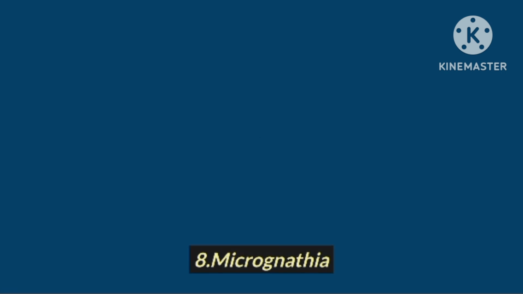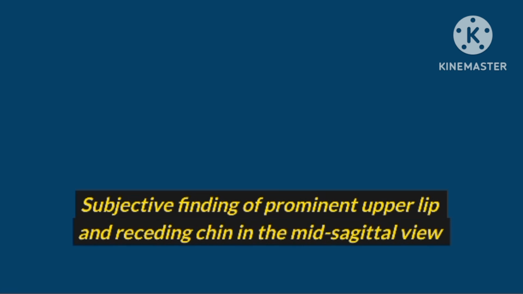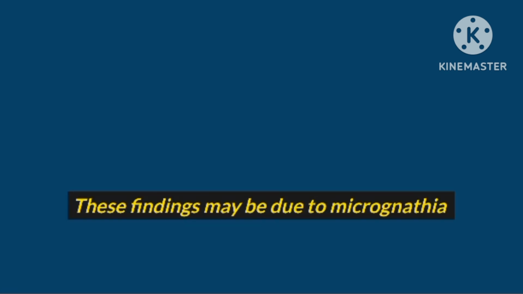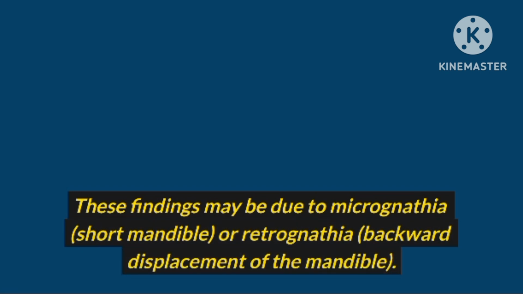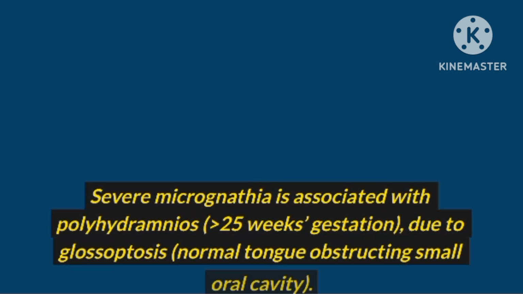Number 8, micrognathia. Ultrasound diagnosis: subjective finding of prominent upper lip and receding chin in the mid-sagittal view of the face. These findings may be due to micrognathia, short mandible, or retrognathia, backward displacement of the mandible. Severe micrognathia is associated with polyhydramnios, greater than 25 weeks gestation, due to glossoptosis, normal tongue obstructing small oral cavity.